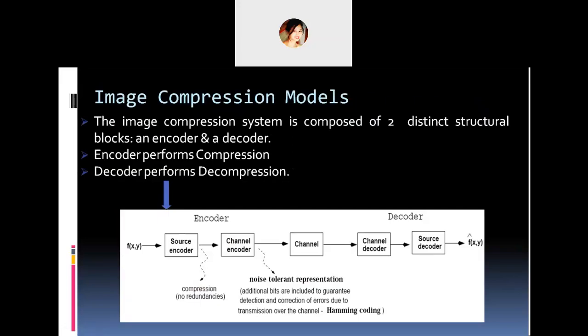then we spoke on image compression models. Remember, we spoke on compression, we spoke on encoder and decoder. Before talking about image compression models, we have to know that an image compression system is comprised of two structural blocks: an encoder and a decoder. The encoder performs compression, the decoder performs decompression. I hope you remember the terms compression and decompression. So this is encoder and decoder.